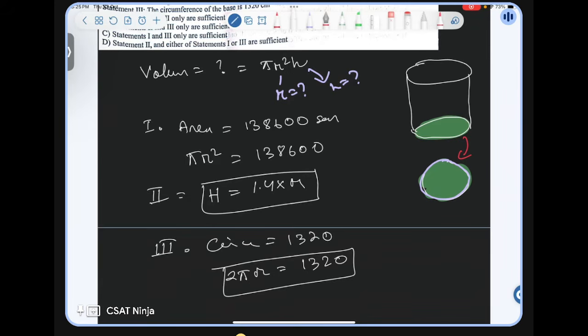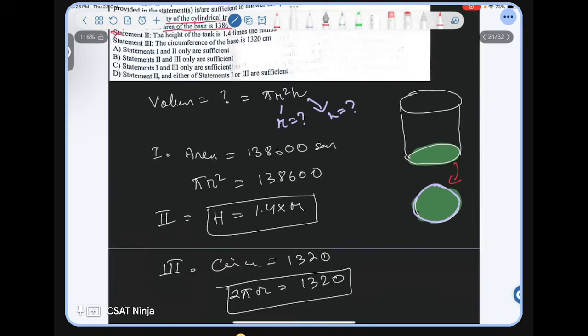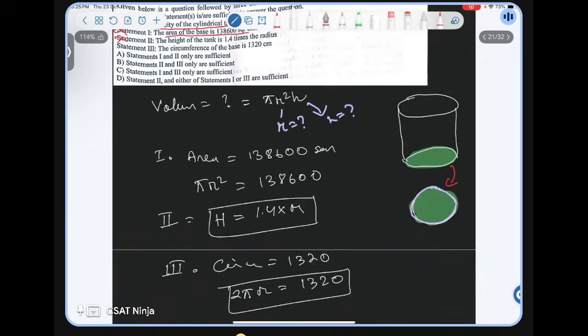Now let us start our assumption. We know all the three statements together are not sufficient. So if you look at the options here, statements 1 and 2 only are sufficient. All the options are combining two equations each. But if you look at this, using statement number 1, what can you find? There is only one unknown, which is r. So using this one, you can get the r value.